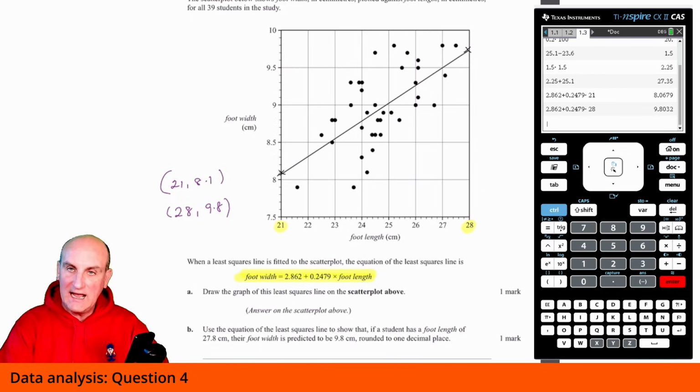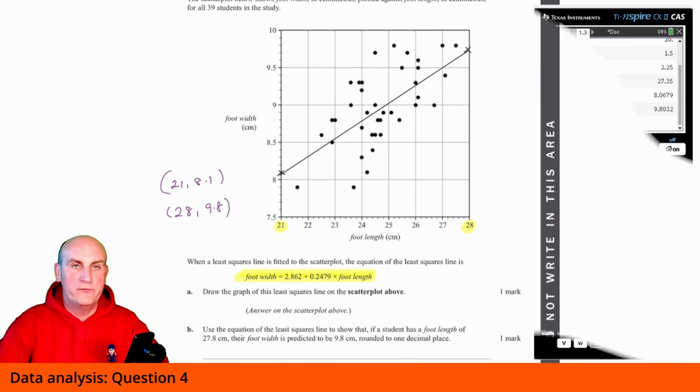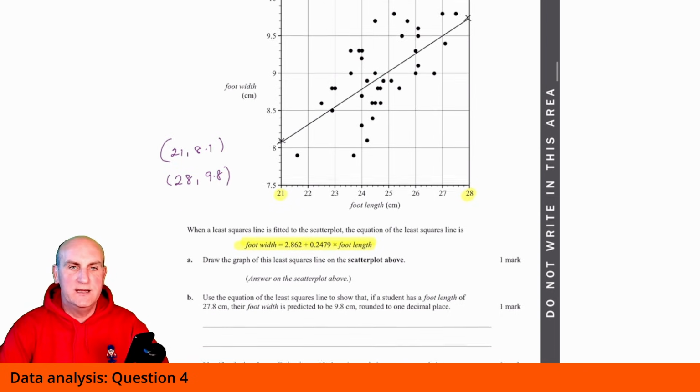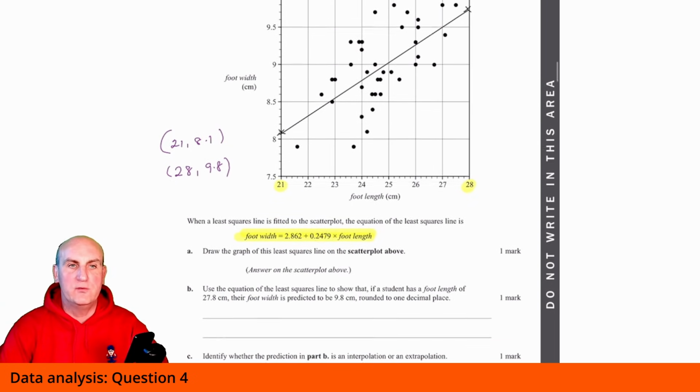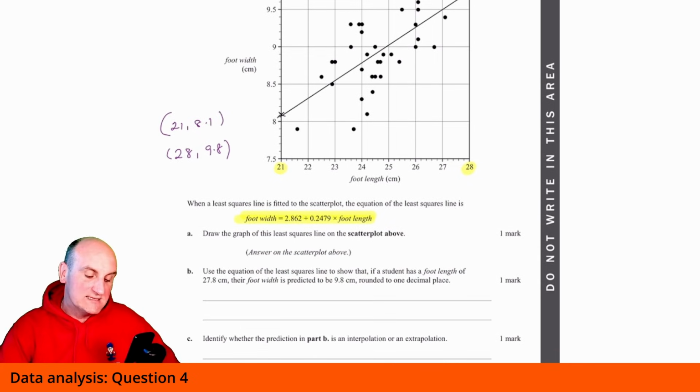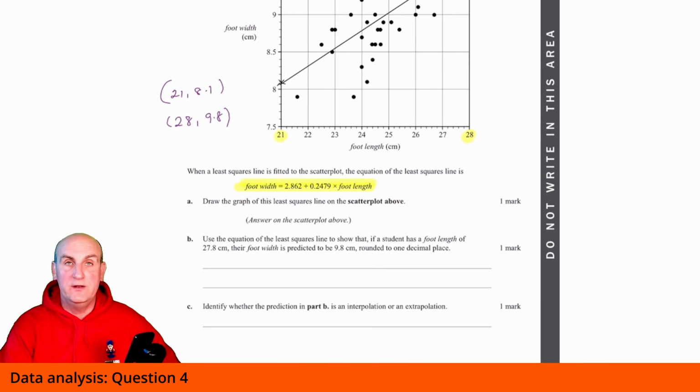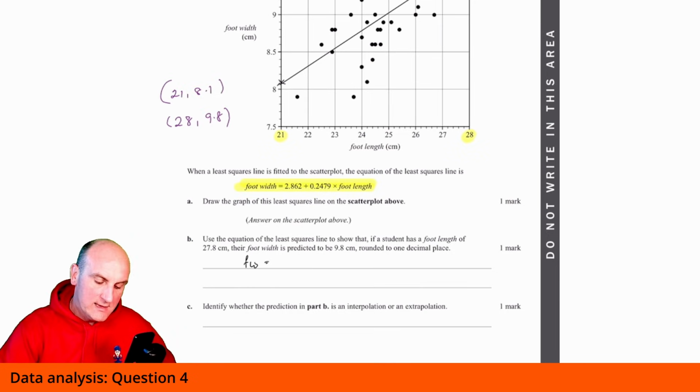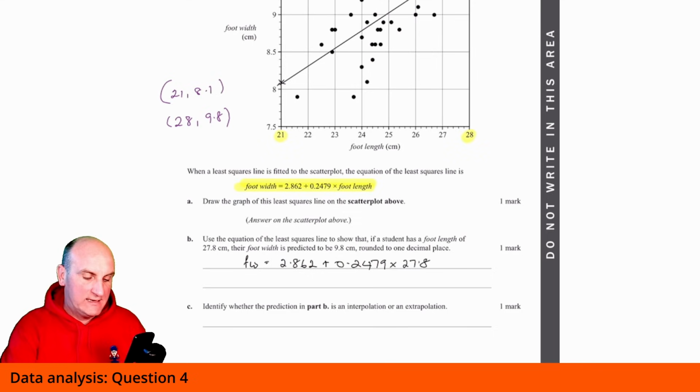And again, they have these type of questions over and over again. Right. Use the equation of the least squares line to show that if a student has a foot length of 27.8, their foot width is predicted to be 9.8. So what they're saying now is, for those students who can't do this, just show me that you can work out what the equation is. So my foot width is going to be equal to 2.862 plus 0.2479 times 27.8.